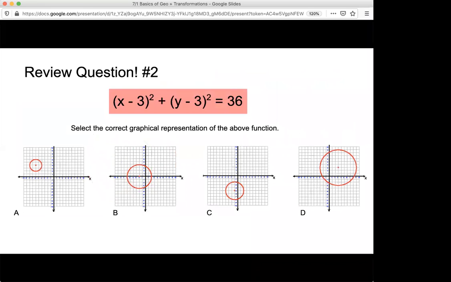Okay, this is a second review question. Does anyone need an example before we go over the review question? Just take a quick minute. Again, remember the parent function should be x squared plus y squared equals r squared. And if there's no r squared and they already squared it for you, then you're gonna square root the r squared, which is 36.